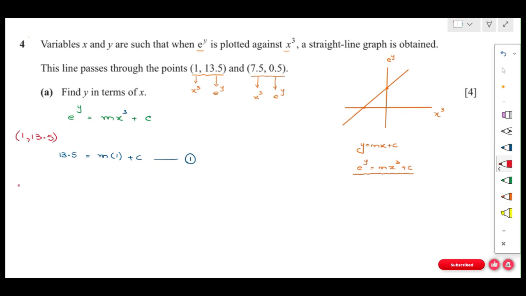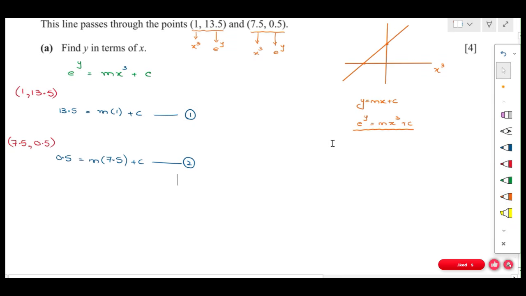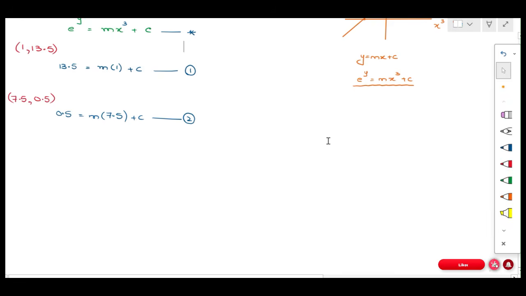Now take the second point. The x cubed value is 7.5 and e to the power y is 0.5. Okay, this e to the power y, 0.5, equals m times x cubed, which is 7.5, plus c. This is my second equation. So we need to solve these two equations to get the value of m and c, and then plug into the equation, and then you can solve y in terms of x. Okay, so now let me solve for m and c.